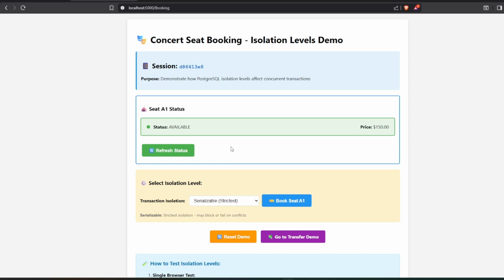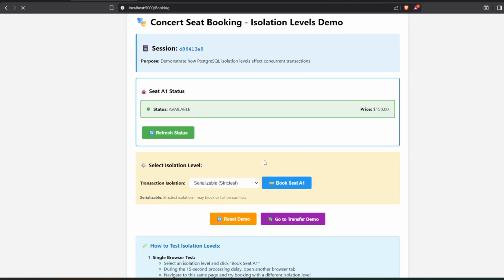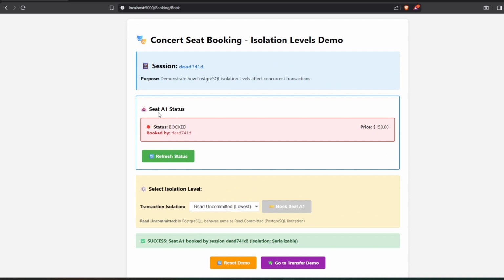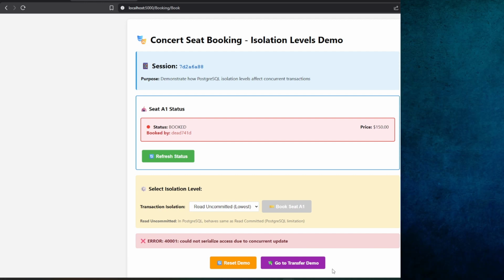Now I'm going to set it up as serializable for both of these cases, and let's see how it behaves. In serializable, I'm going to book the seat one here, and you can see it started with serializable. For the other transaction also I have started the booking. Let's see what happens here. You can see that this particular session itself was able to book it, but for this session 7D, it tells that it is already booked by this, and the error that it is giving is could not serialize access due to concurrent update.